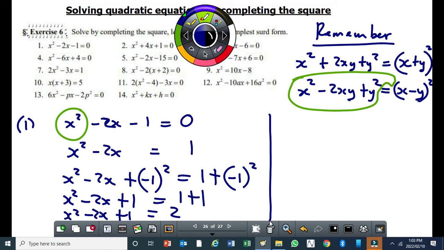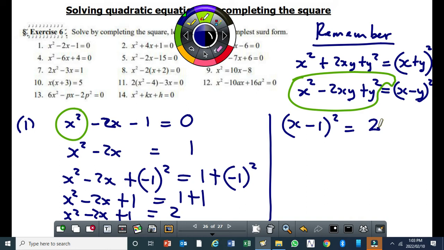Then, on the left hand side, we now have a perfect square trinomial. When you factorize the perfect square trinomial, you always get two binomial factors that are equal. So, what will be the binomial factor here? It will be x minus 1. So we say x minus 1 all squared is equal to 2.